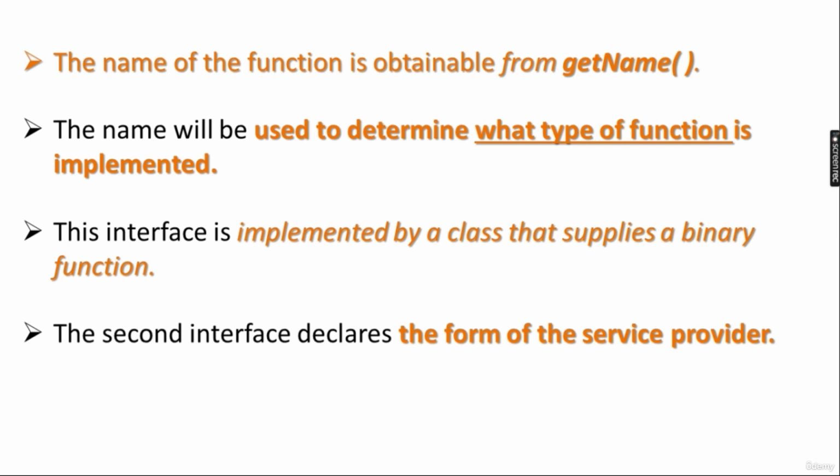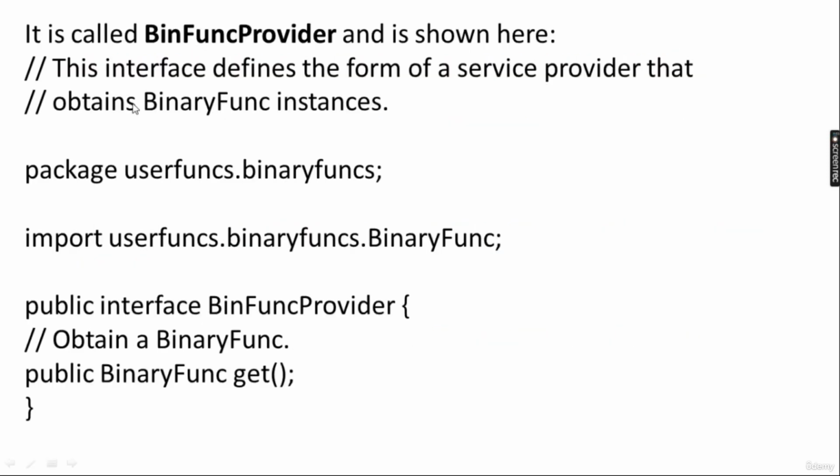So this interface will be implemented by a particular class that supplies the binary function. If any particular class, like my class, implements BinaryFunction, it must implement that function, func. The second interface declares the form of service provider, called BinaryFunctionProvider. This interface defines a form of service provider that obtains binary function instances or objects.